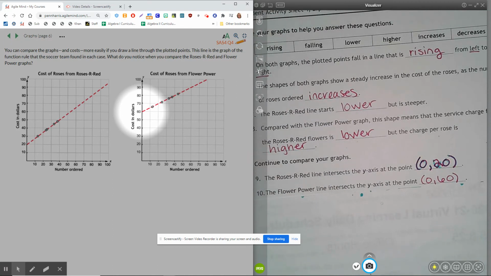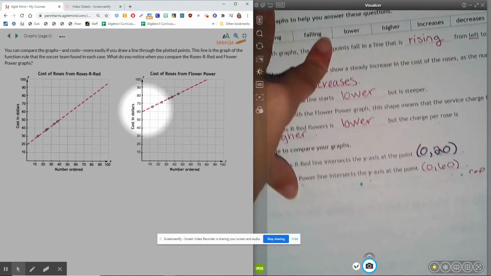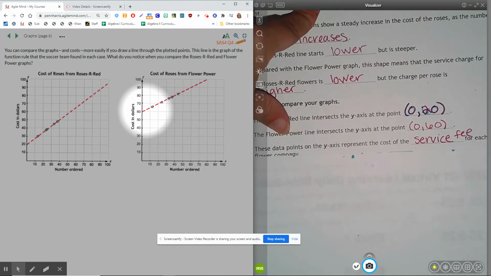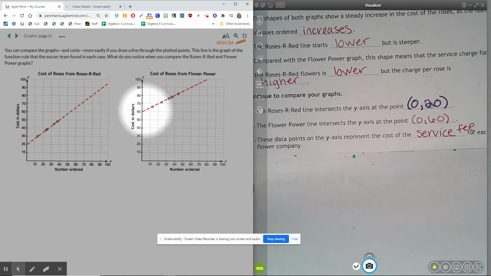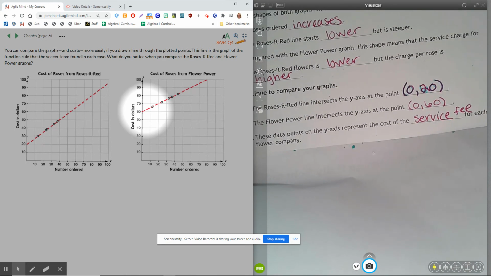Okay, what do those 2 points represent? They represent that service fee that they're going to charge us no matter what we do if we go for them. It's that service fee that they're going to cost us no matter what we do. Okay, next question. Jumping down.